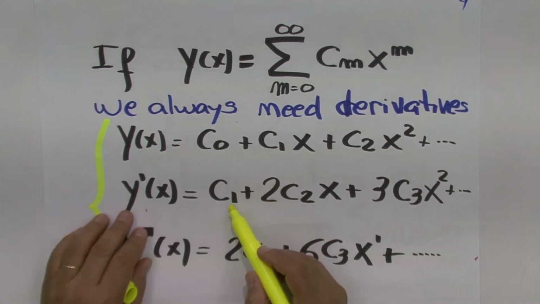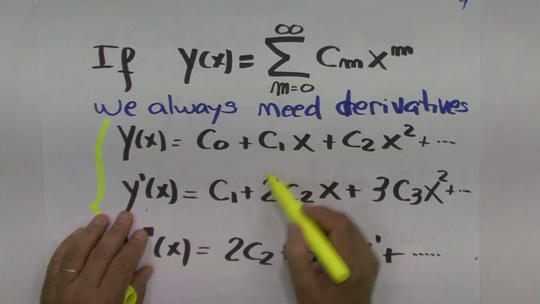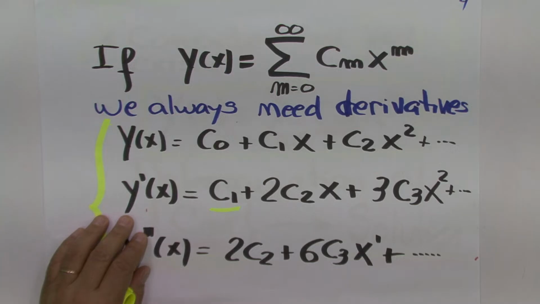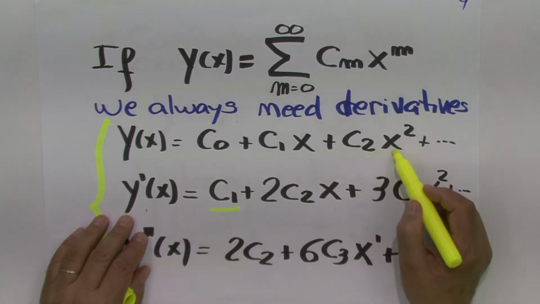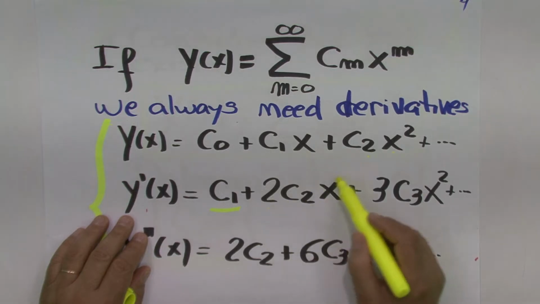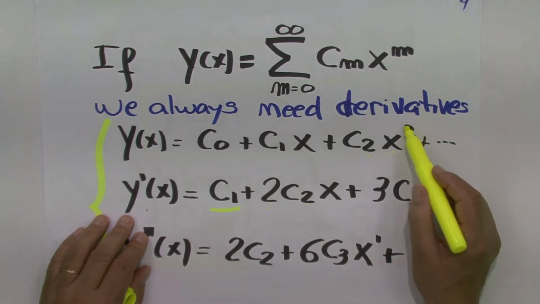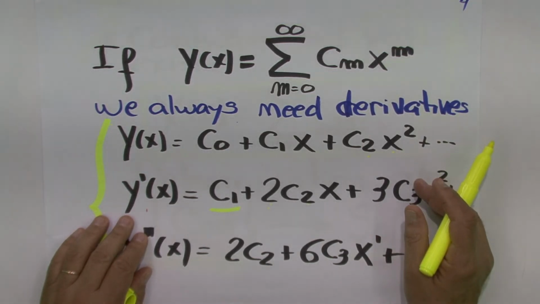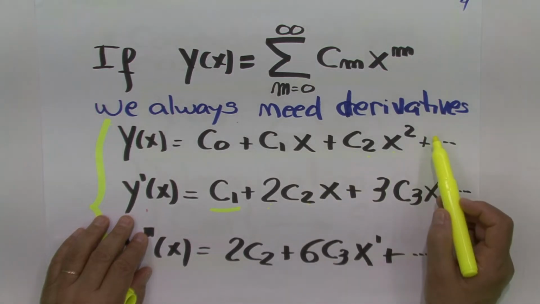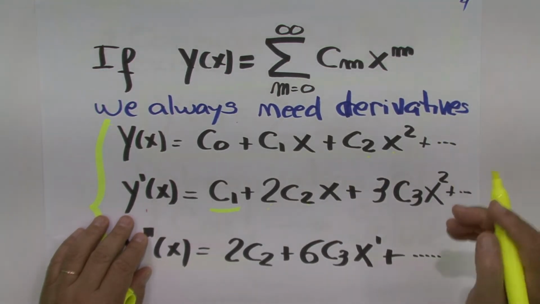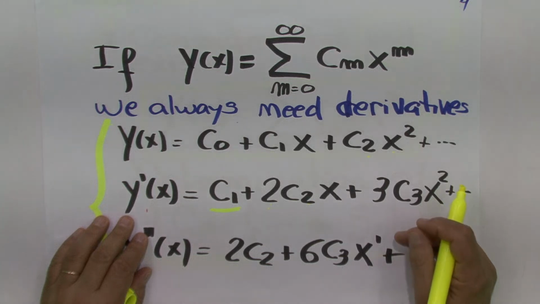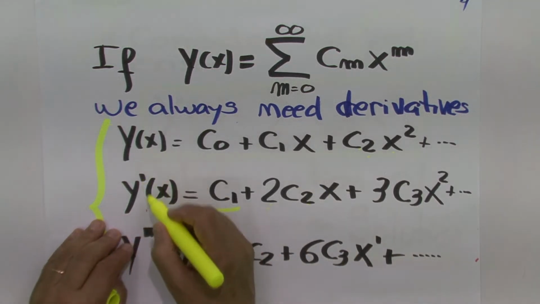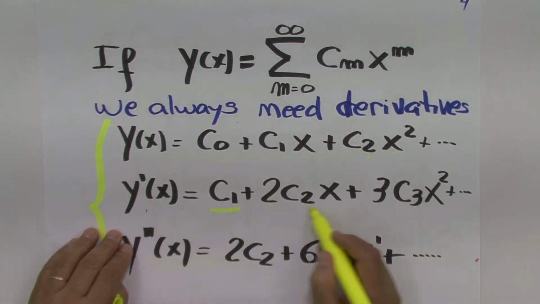And then the first term that appears is the derivative of C1x, which is C1. And then the derivative of C2x squared: the 2 comes here, and it's 2 times C2 times x, because now it will be 2 minus 1. Of course, we are using the property that the derivative of a sum is the sum of the derivatives. This is a well-known property that we learn in a basic course. And so on, we're taking the derivative of each term. So the first derivative of this series is this expression here.